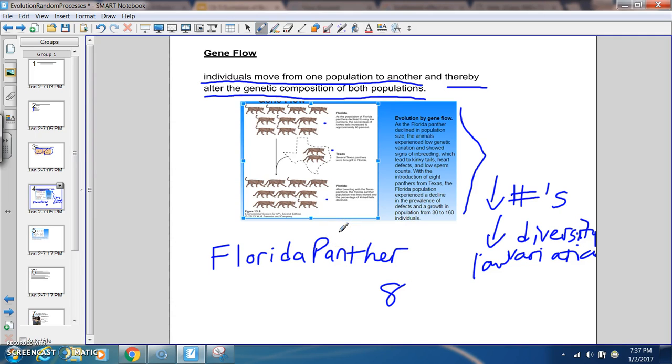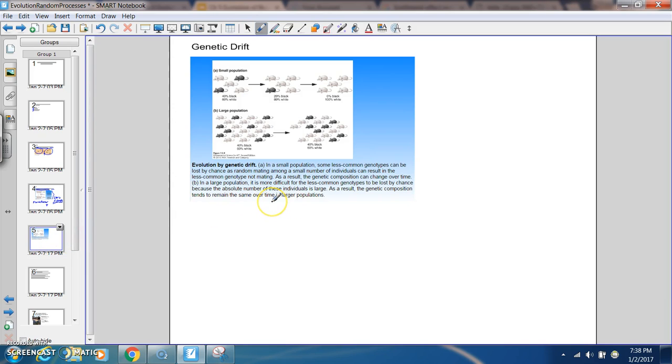It's also important to know that when you have individuals from one population going to another population, that does occur naturally, for sure. But in this particular example that I gave you, we put a little conservation biology twist on it. The next one is genetic drift.